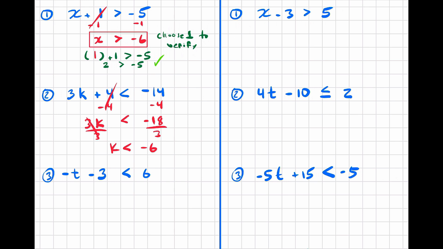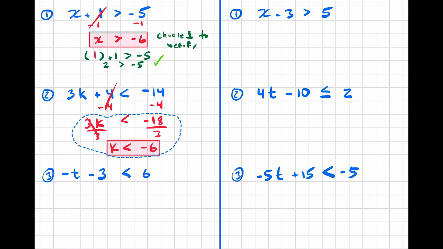And remember, there's lots of work going on in here, so it's a good idea to put a box or a circle around it so that you can see what the answer is, and I can see what the answer is when I'm grading things. So it says that k is less than negative 6.